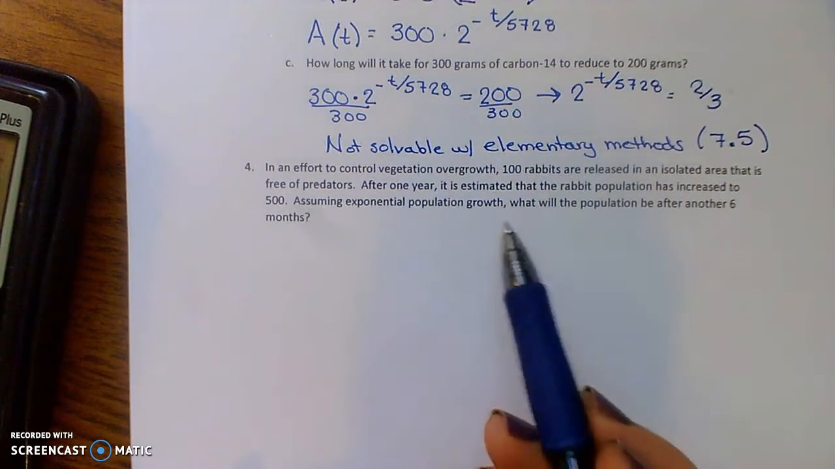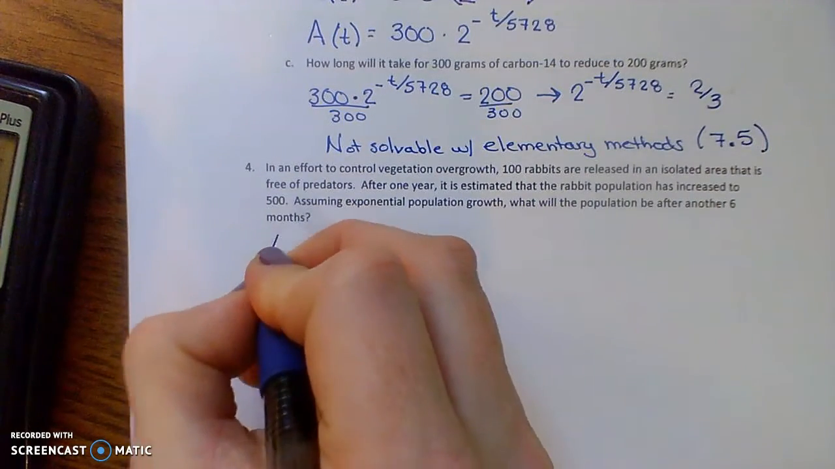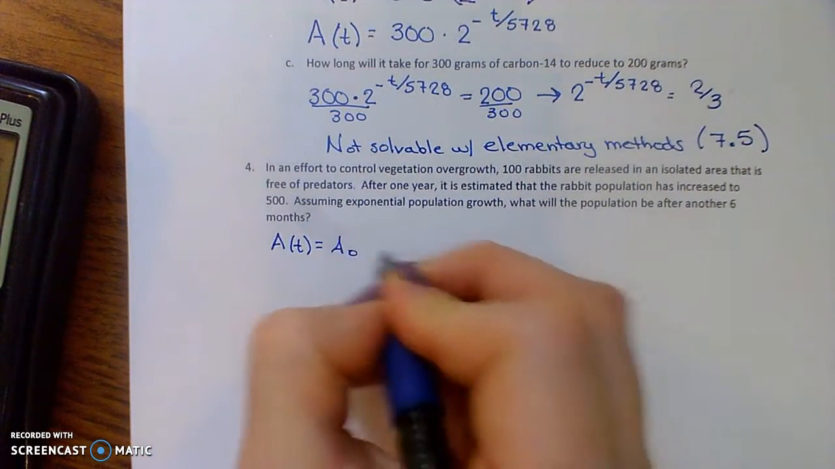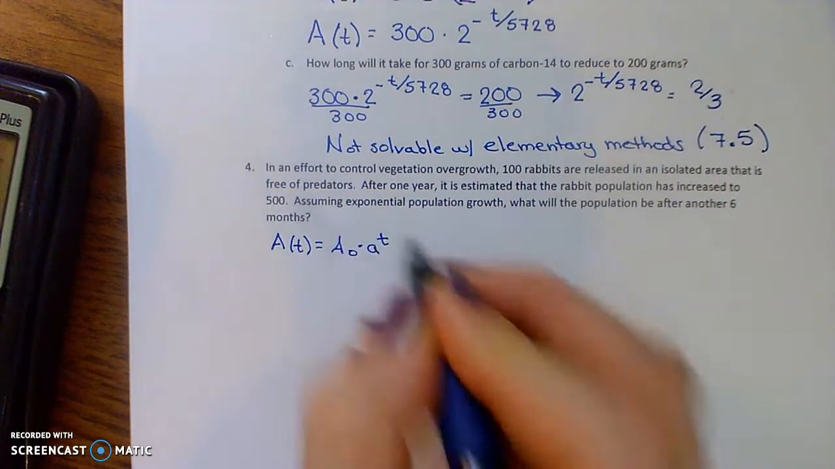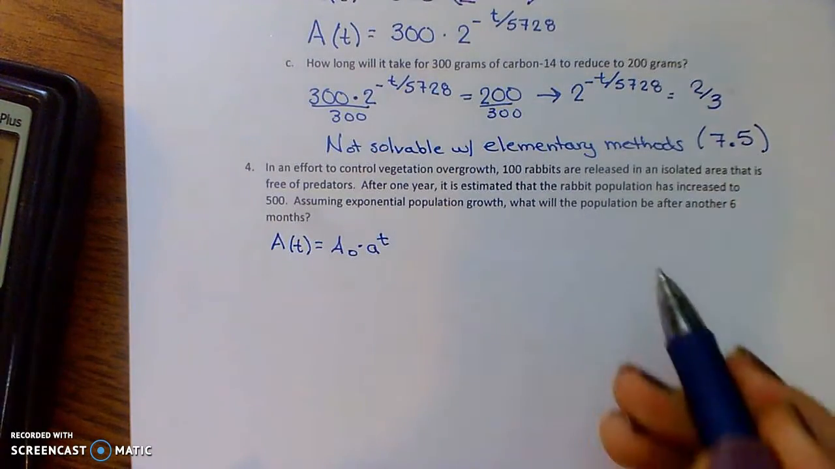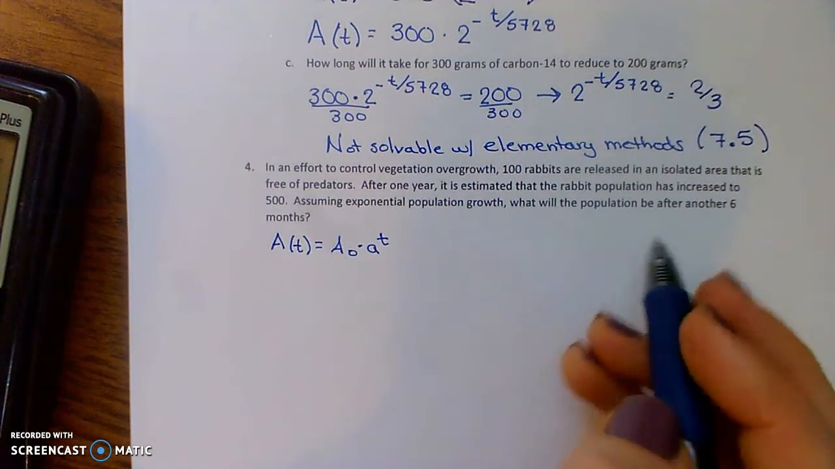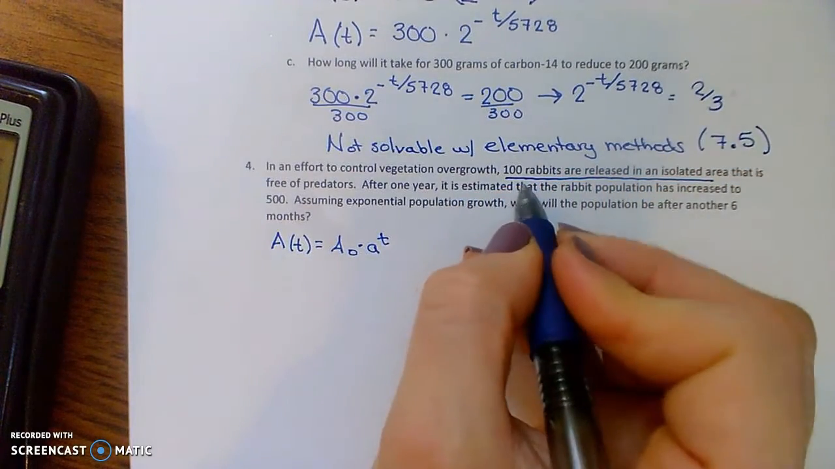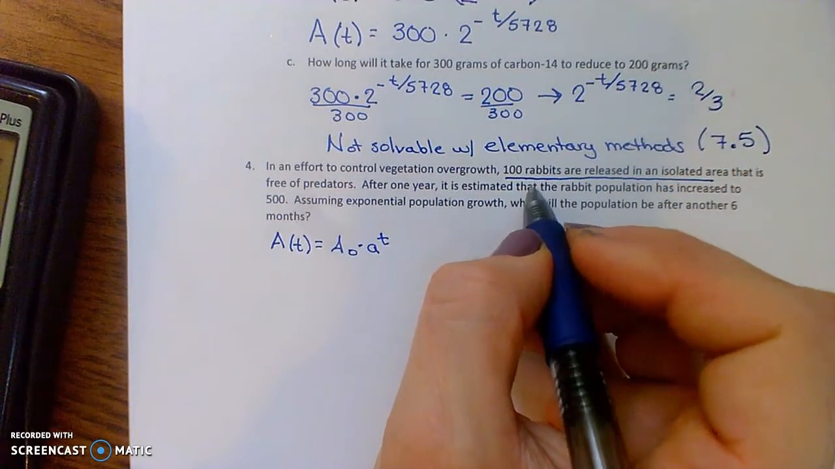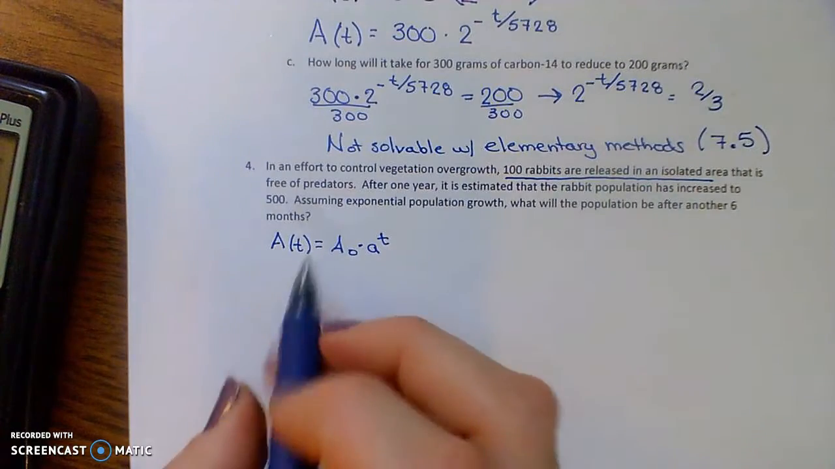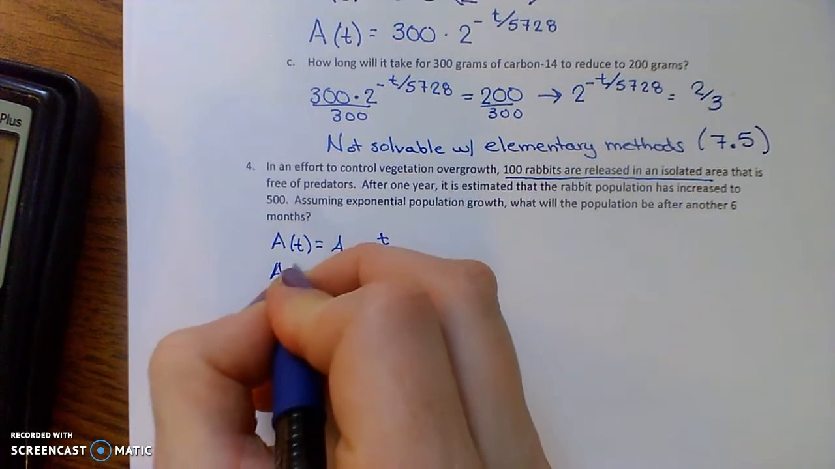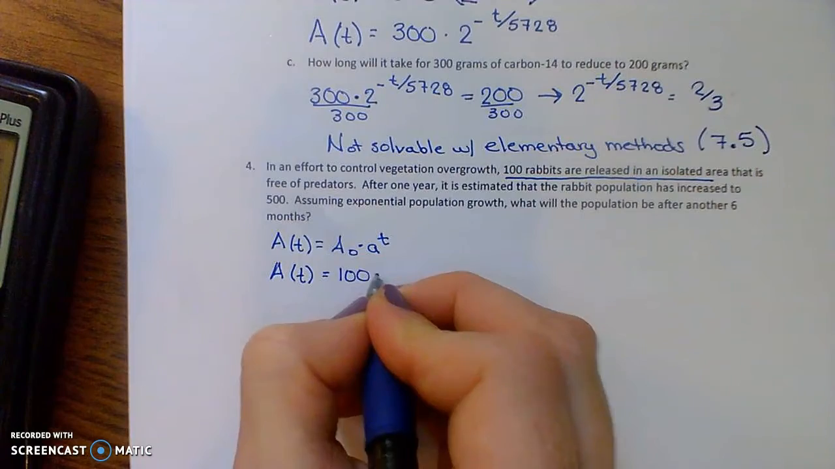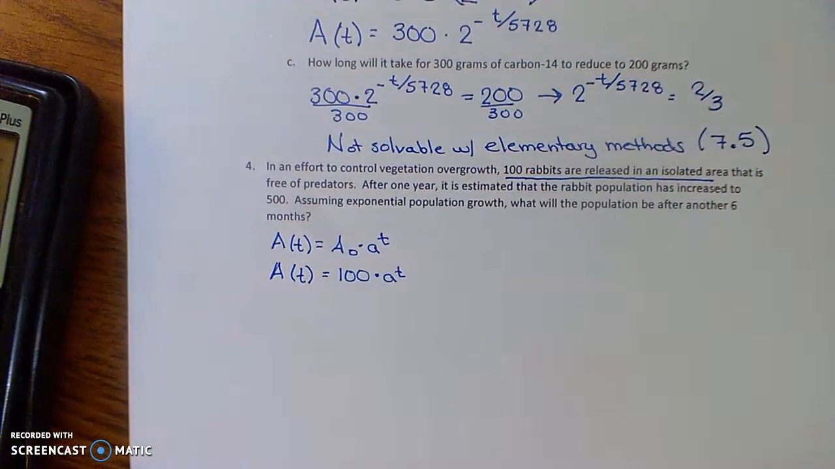So what that's saying is that you can just use A of t equals A naught times a to the t. We can use this model to model the situation. And then 100 rabbits are released in that area, so that's telling us the initial amount of rabbits. Okay, that's our A naught. So let me just fill in that information as I go. I've got 100 times a to the t.